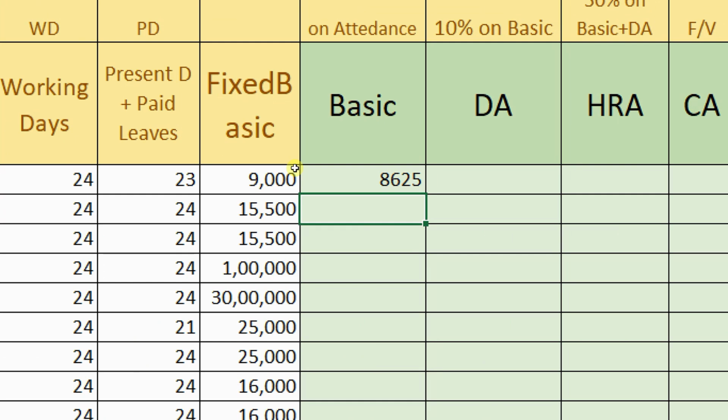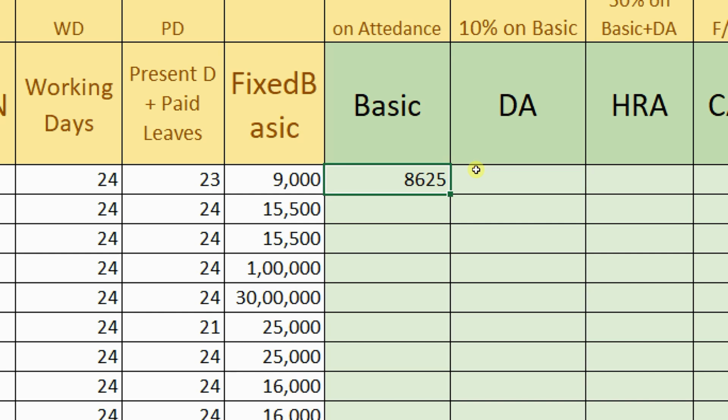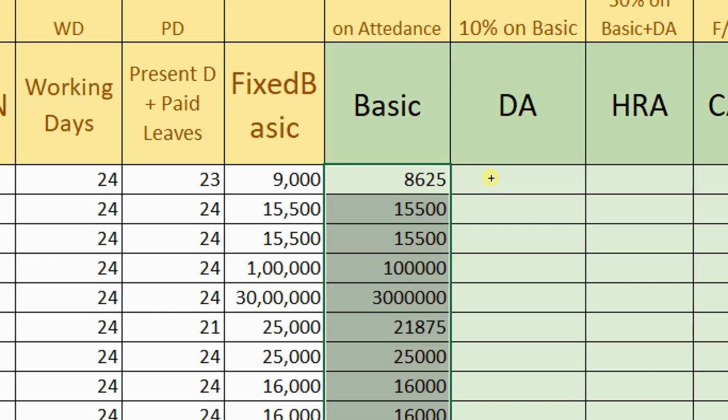What is the actual salary? 9,000. As the respective person attended only for how many days? 23 days. I am going to pay only 8,000. So fixed basic is the amount you promised at the time of recruitment in the employment offer letter, and basic salary is what I am now going to pay based on their attendance. Okay, what next do you have?